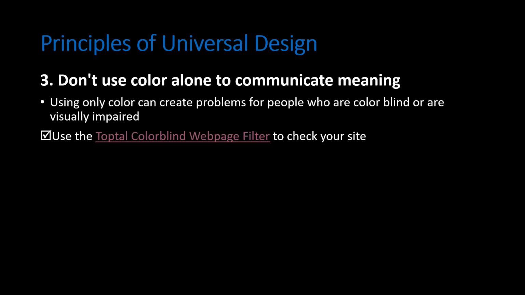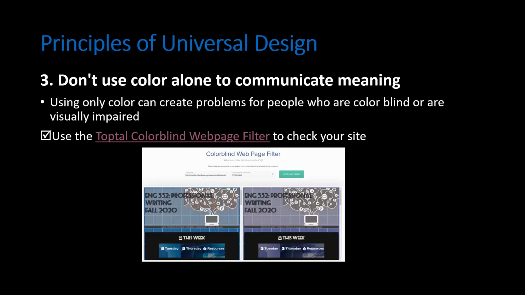Another thing to keep in mind is that you don't want to use color alone to communicate meaning. Using only color can create problems for people who are colorblind or who are visually impaired. Luckily, there are tools like the Toptal Colorblind Webpage filter that you can use to check your site. And here's an example of a website test. You can see the left side is the regular display, the right side is for a certain type of color blindness. And this site actually allows you to check for 3 different types of color blindness and look at it in grayscale. And grayscale is used in some other assistive technologies for other purposes.